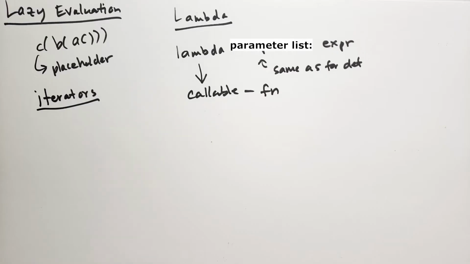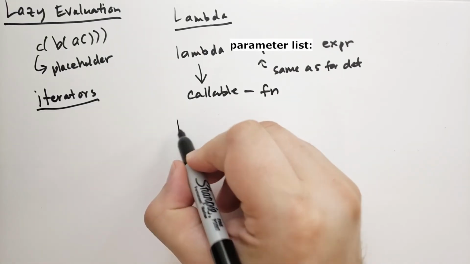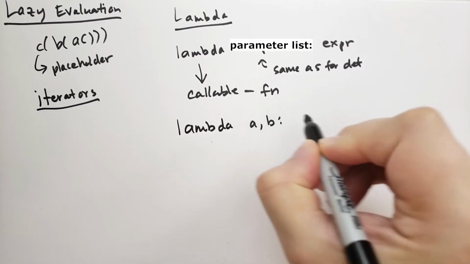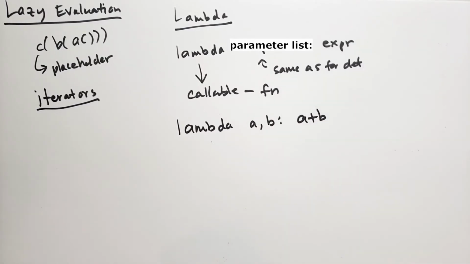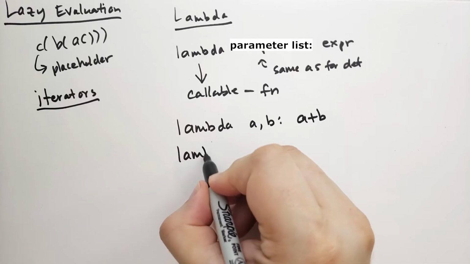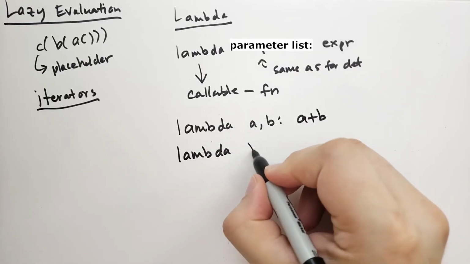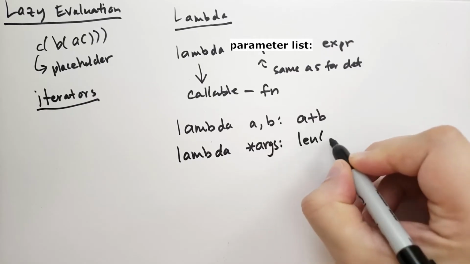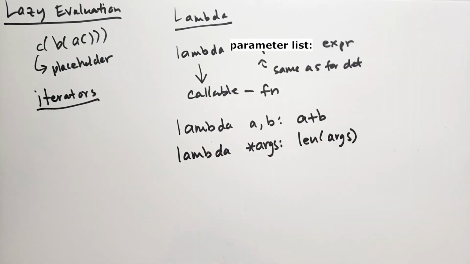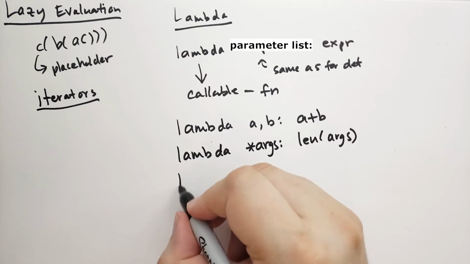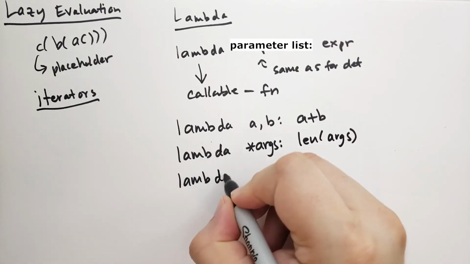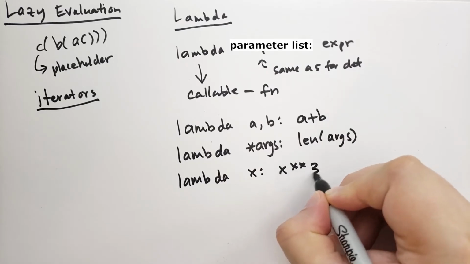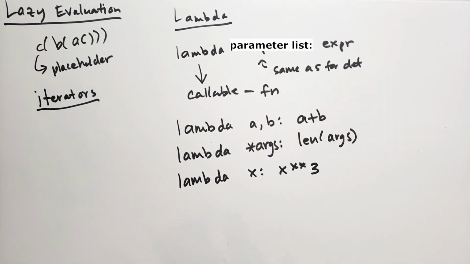Let me give you some examples of lambdas. So this one will add two numbers together. This one will take an arbitrary number of arguments and tell you how many there are. And this one will take a single argument and raise it to the third power. These are all examples of lambdas.